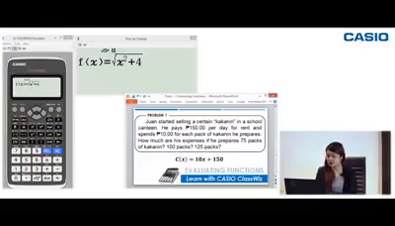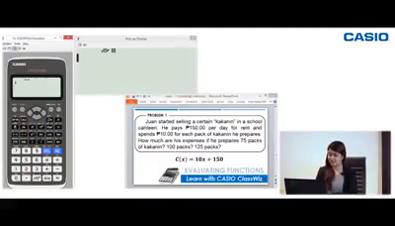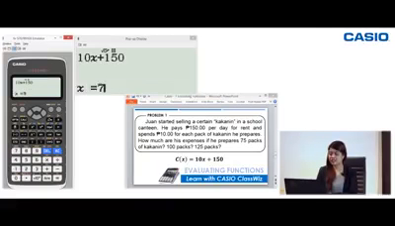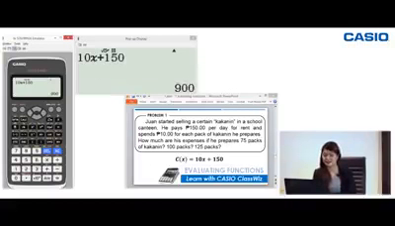Now, we want to evaluate this function when x is equal to 75. So let us try by using the calculate mode. Let's input the function 10x plus 150 pesos. And we have calculate x is equal to 75. This gives us 900 pesos.